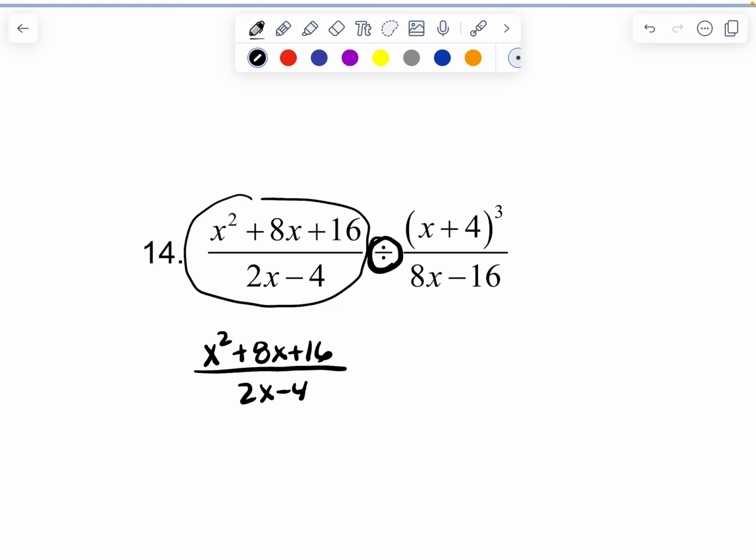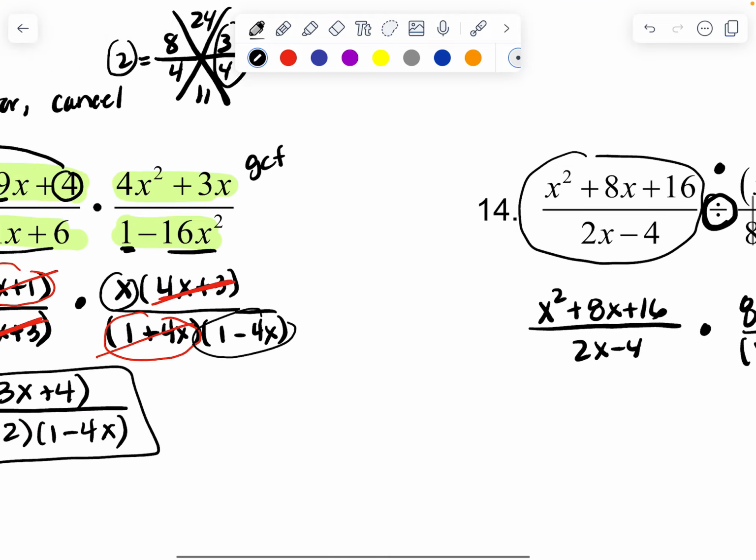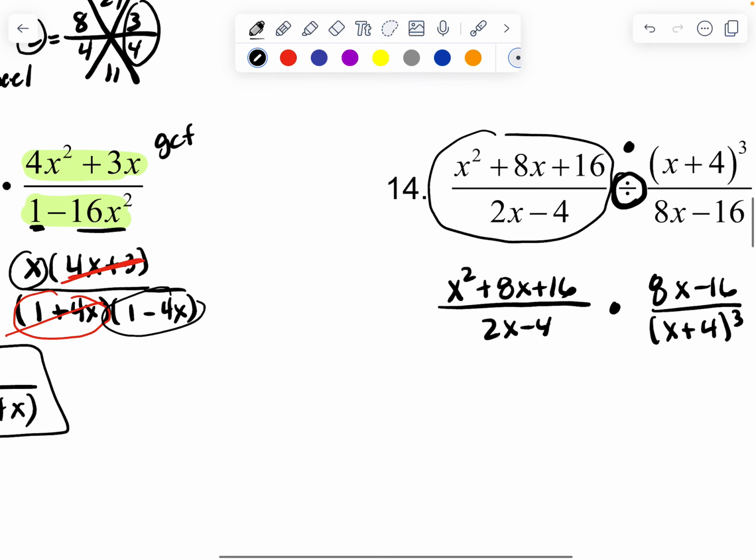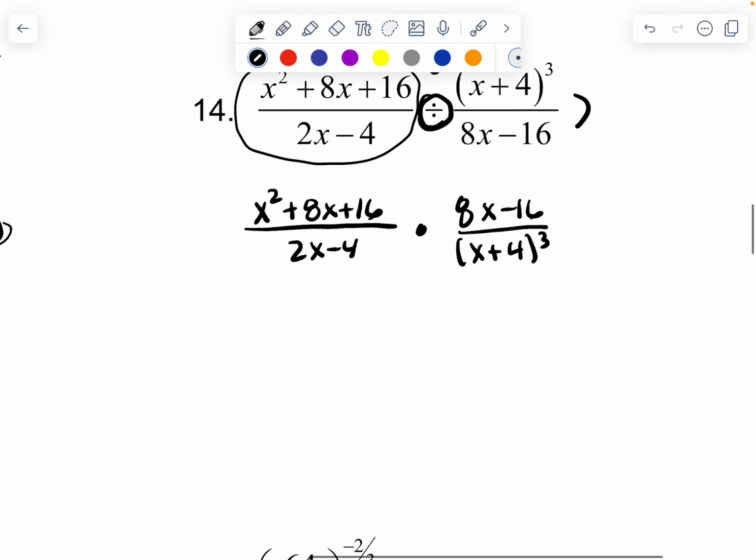Change, what do we change it to? Very good, multiplication, and then flip. So it's going to be x, no, I didn't flip it. Jeez Louise. That's going to be 8x minus 16 all over x plus 4 cubed. Now you guys notice this just turned into a very similar problem to number 13. Now it's just multiplication. So factor, cancel, cancel, cancel, and then you're all done.